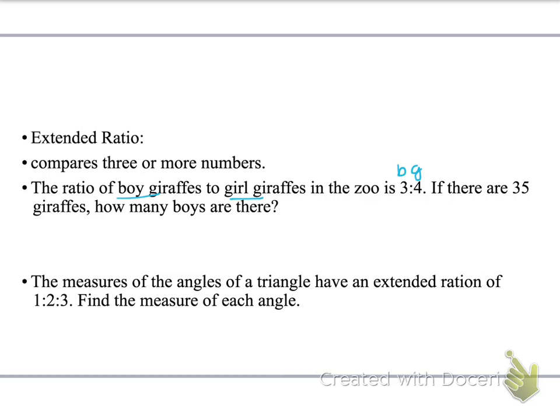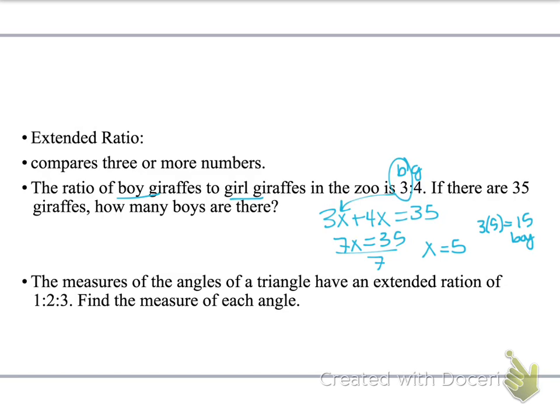So that means if I add it, I could have 3x plus 4x equaling 35. Well, 3x plus 4x gets me 7x. Divide by 7, I would get 5, but I want to know how many boy giraffes there are, which stood for the 3. So I'm going to plug that 3 in. 3 times 5 gets me 15, so there are 15 boy giraffes.